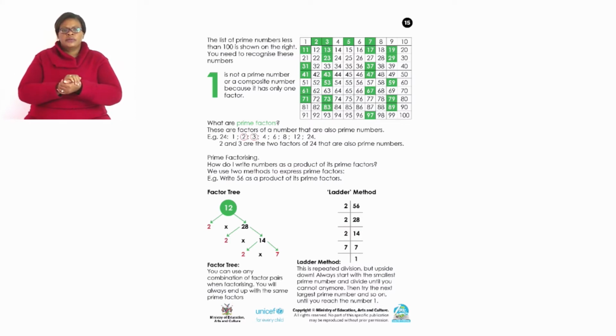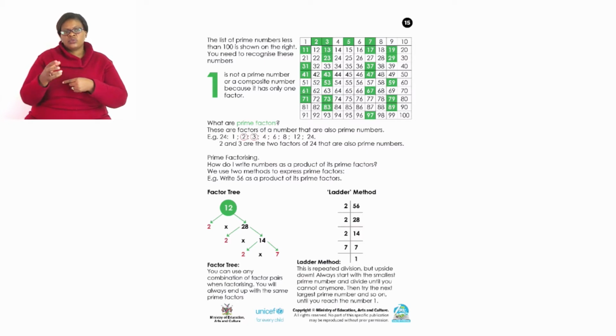Therefore, in order to get 56, you have to multiply 2 by 28. I'll repeat that again. If you divide 56 by 2, you get 28. That's the reason why 2 multiplied by 28 gives you 56. In order to get 28, you have to use 2 times 14. And in order to get 14, you must use 2 times 7.